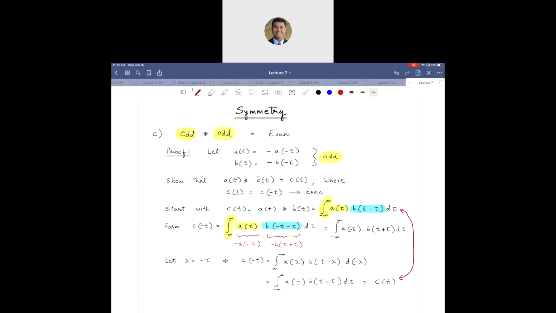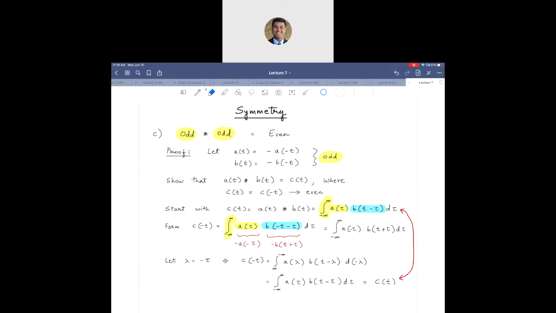Let's see here. There's a question on the chat box. I'm not sure. Let me check whether it is pointing to this. Reagan, is this your question over here or about this one? So about the last step here, no. Right, lambda is negative tau, yes. All right, let's see here.